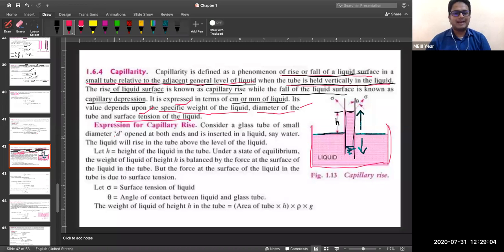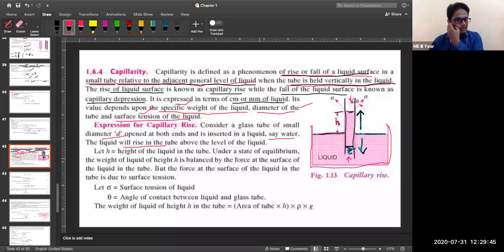Now, we will derive a mathematical expression for capillary rise. For that, consider a glass tube of small diameter D, open at both ends. You can see here, it is open at the top also. It is inserted in a liquid, say water. The liquid will rise in the tube above the level of the liquid. Above this level there is a rise, and its magnitude is given by small h.